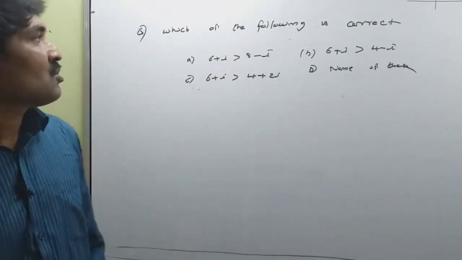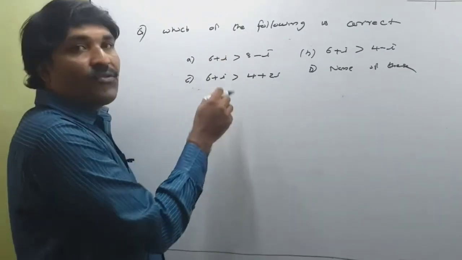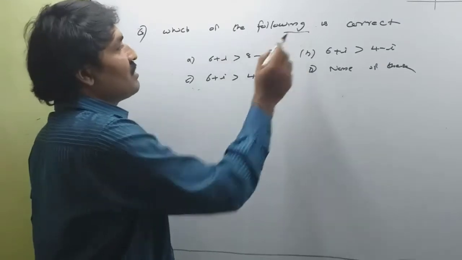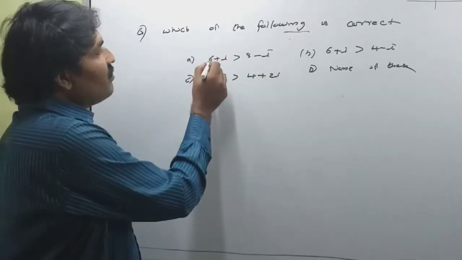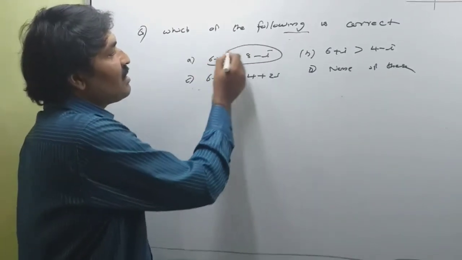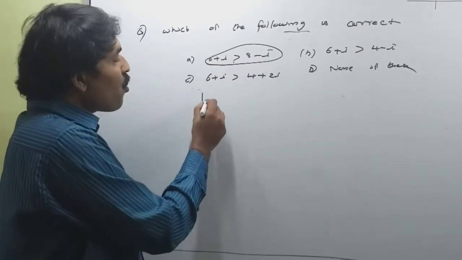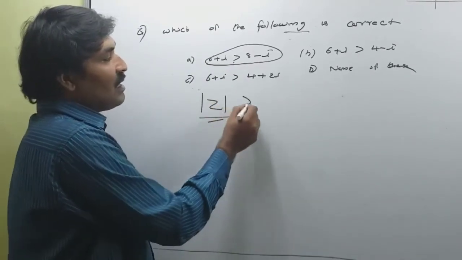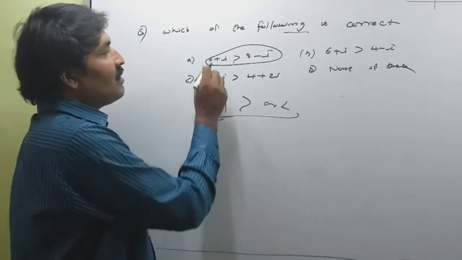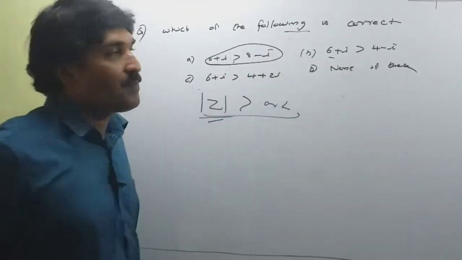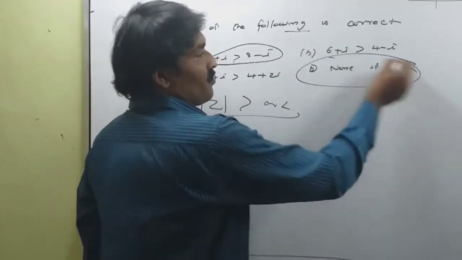Okay. So, we have a set of complex numbers. We want to find which of the following is correct. So, we can't say 6 plus i greater than 6 minus i. We can only say the modulus of a complex number is greater than or less than. Here, the modulus is not given. So, the correct answer is none of these.